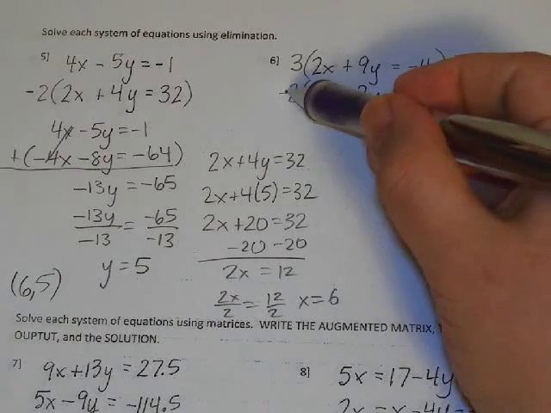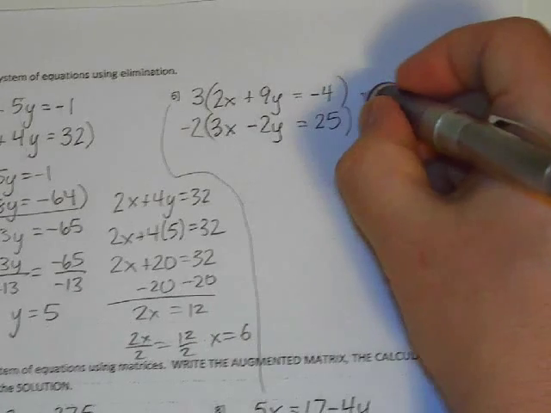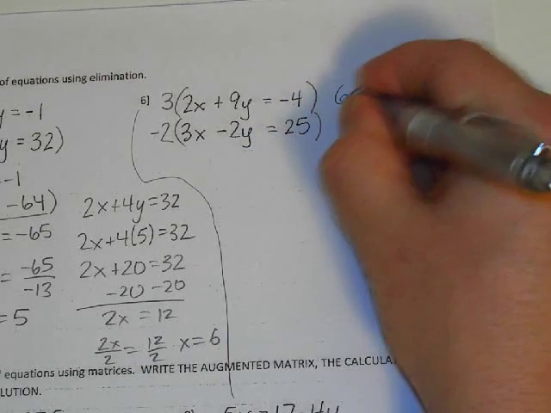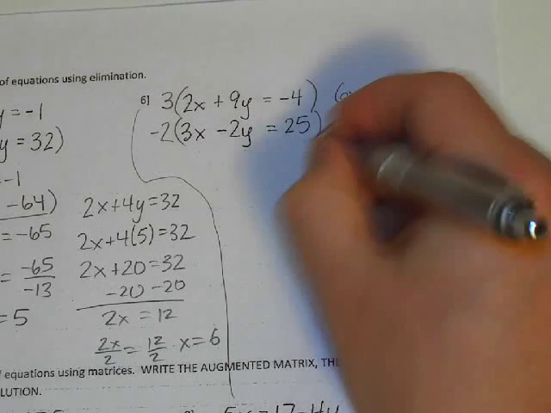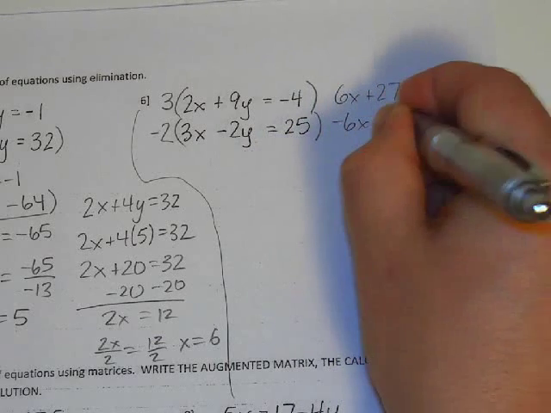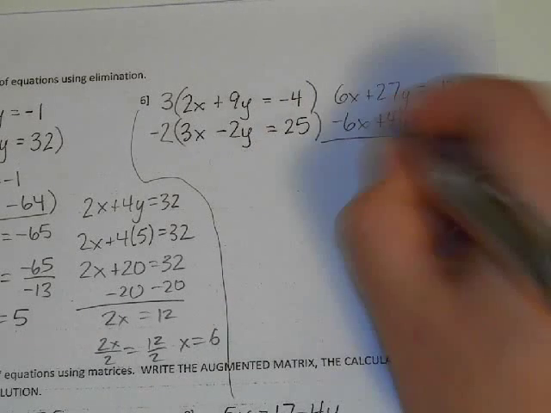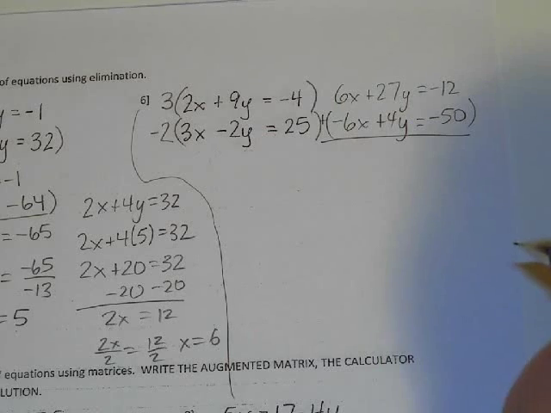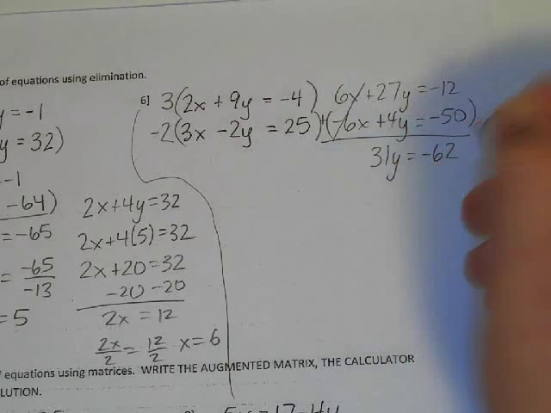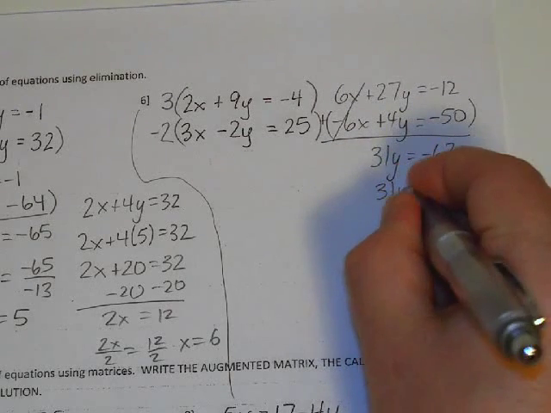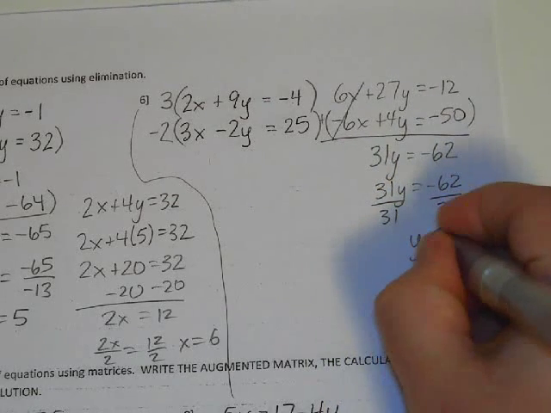I wanted this to be negative so that I'd have opposite signs. So I'm going to instead write this over here to the right. So I get 6x plus 27y equals negative 12. And for the bottom equation, I get negative 6x plus 4y equals negative 50. So adding these two equations together, I get 31y equals negative 62. Dividing both sides by 31, y is negative 2.